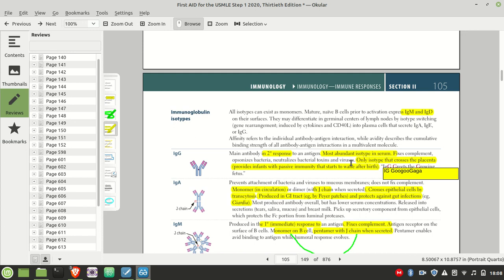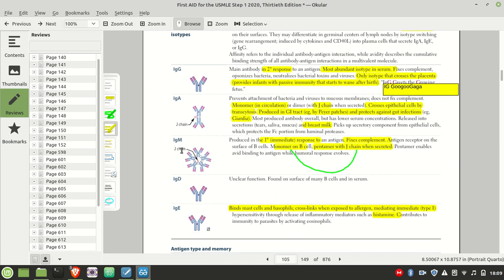Anyway, IgA. What's important here? Importance for bacteria, mucous membranes. It's important in the gut. Monomer in circulation. My goodness, do they test this. You got your fancy little J chain, which you also see in your IgM. Breast milk. Anything that's secretory, kind of think IgA.